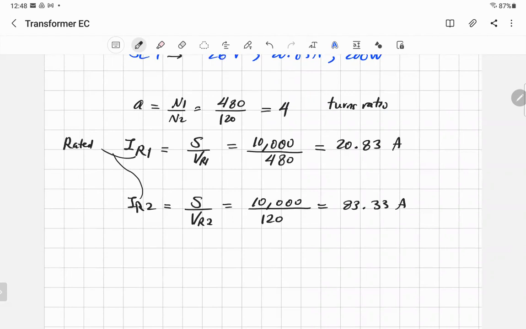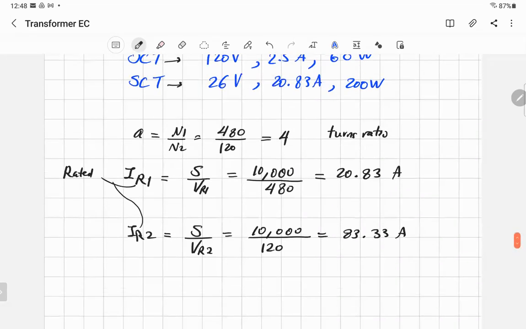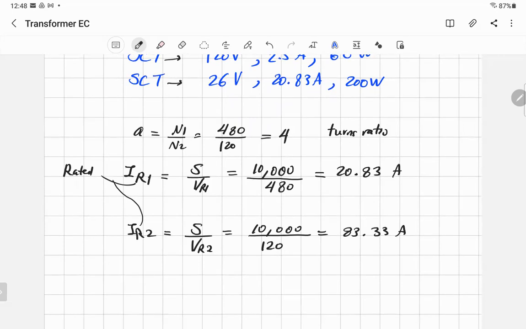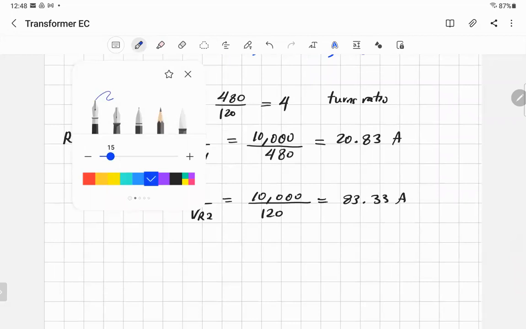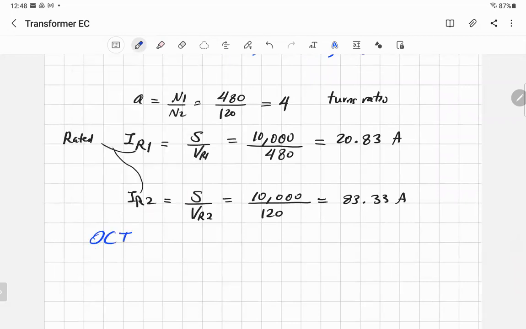And now we're going through the test. The first thing you do, you have the rated value of the transformer, get your turns ratio, and get the rated current on each side. What does rated current mean? It means that when we use any load, it's advised not to exceed the rated value, to preserve the transformer's lifetime. So now we'll go for the first test, the open circuit test.